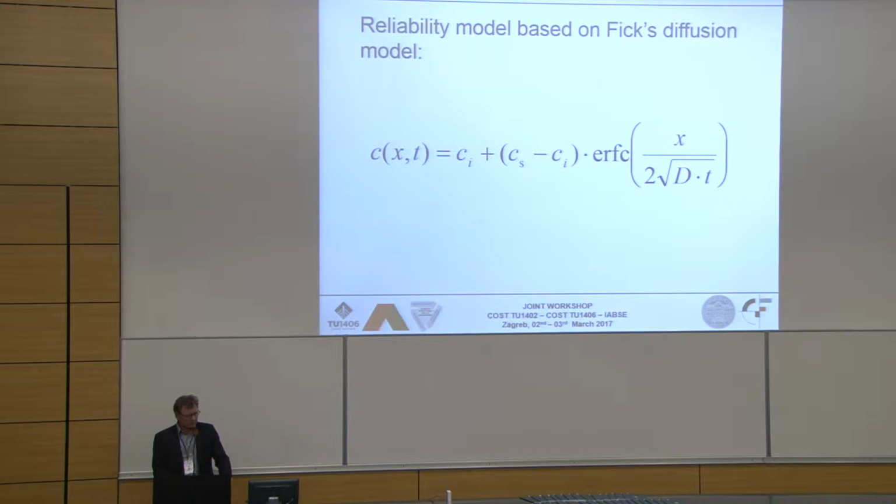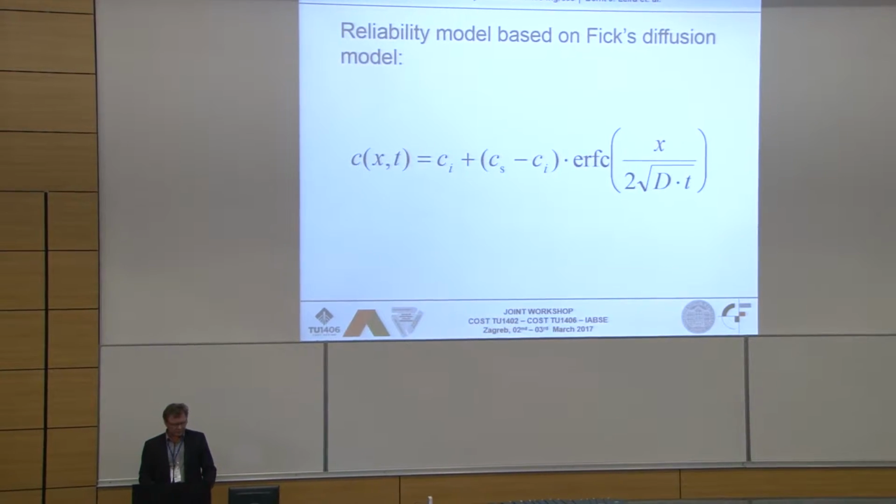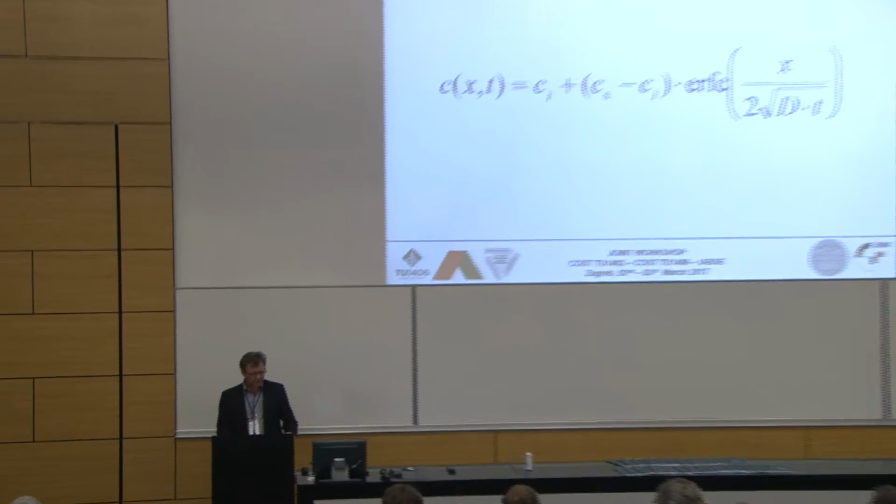So this is the reliability model. We have the concentration at the armor as a function of time. So if you put x equal to the distance from the surface, we get the location of the steel armor. We have the initial concentration. We have the difference between the surface concentration and the initial one, which is a driving factor. You have the error function, and you have the distance again to the armor, and then you have the diffusion coefficient and time and the square root of that.